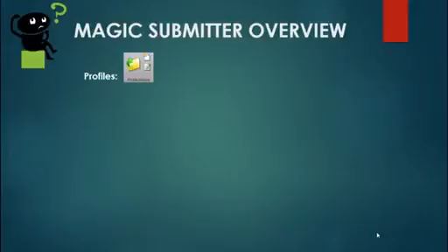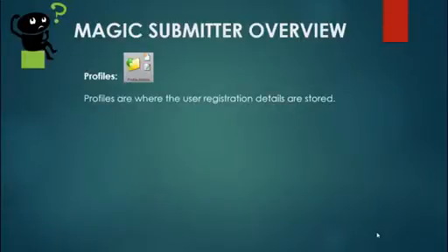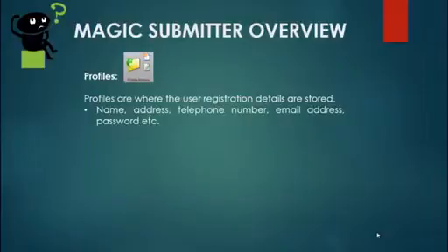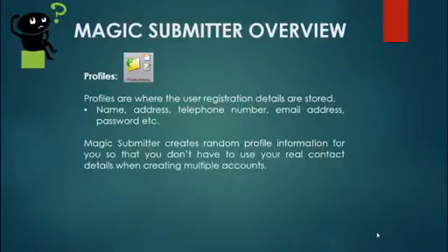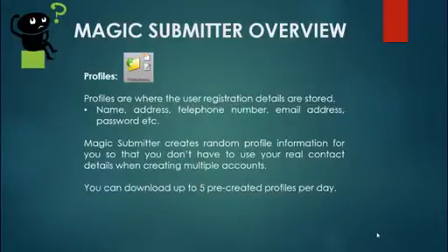Now, we're going to start looking at the different terminologies. The first terminology we need to familiarize ourselves with is profiles. As you can see from the icon, it's a folder icon with a green arrow pointing out of it. Profiles are where the user registration details are stored. It's where you'll find names, addresses, telephone numbers, email addresses, passwords, etc. Magic Submitter creates random profile information for you so that you don't have to use your real contact details when creating multiple accounts. You can download up to 5 pre-created profiles per day.